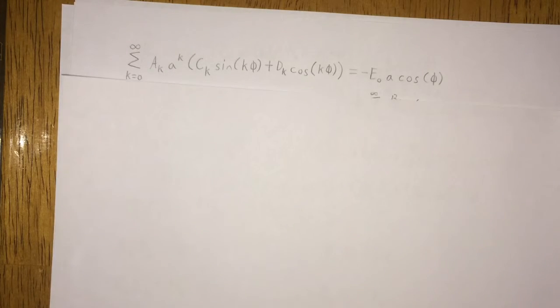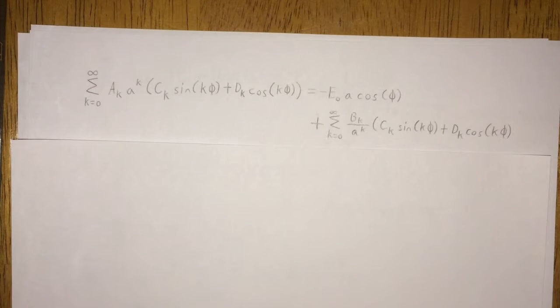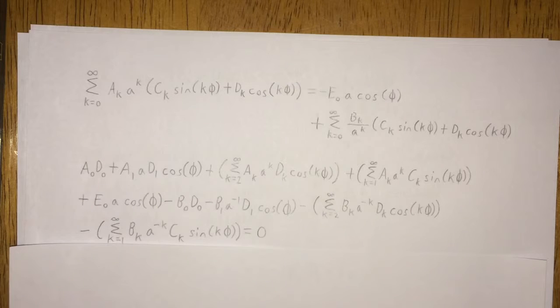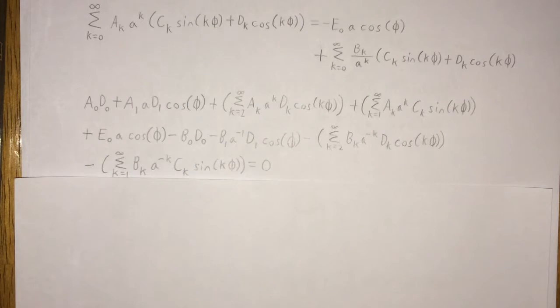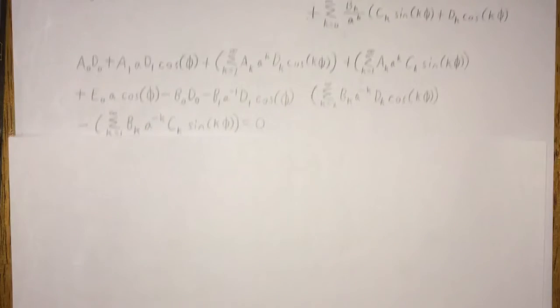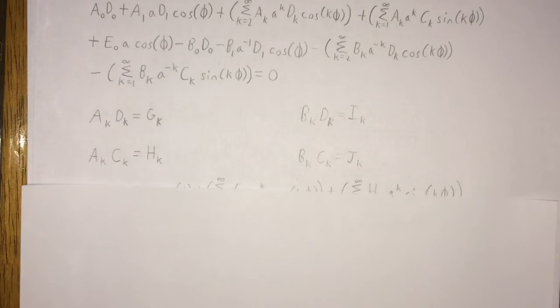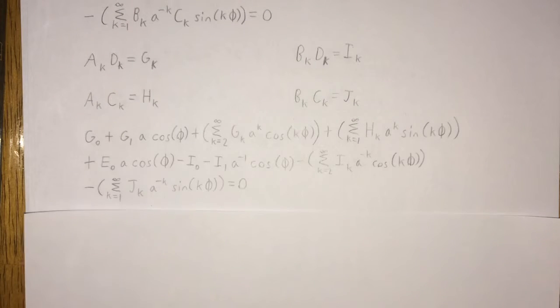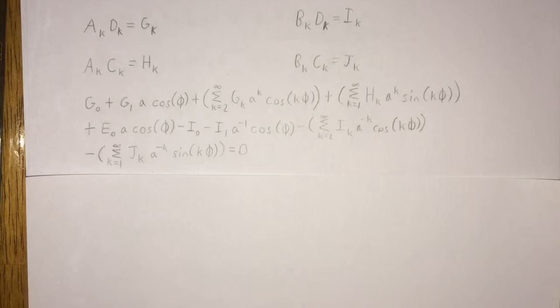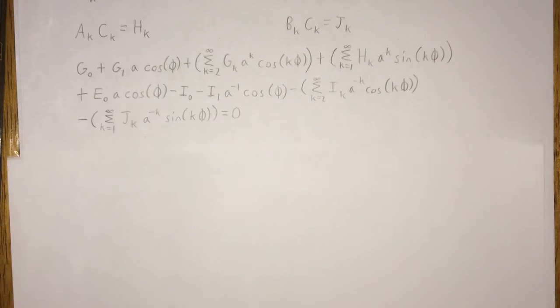Using boundary condition 1, we get this equation, which can be expanded like so. To make this equation a little nicer to look at, I defined the products of the coefficients as shown here, which simplifies the equation like this. From this equation, we can define a set of equations that demonstrate the relationships between the coefficients.